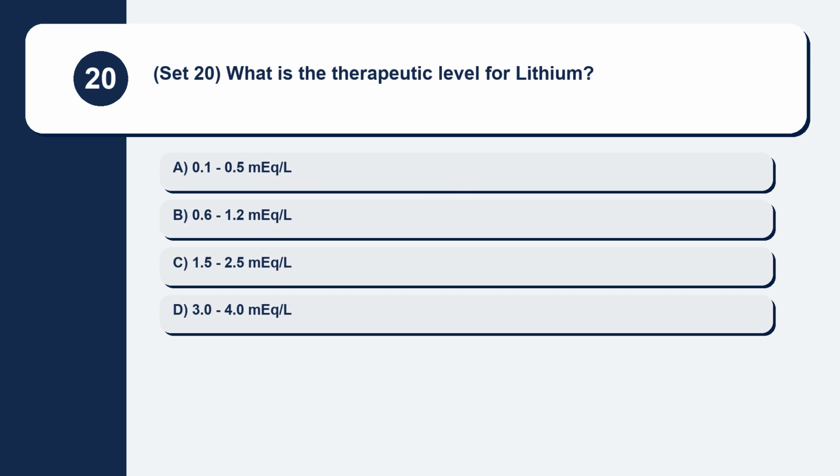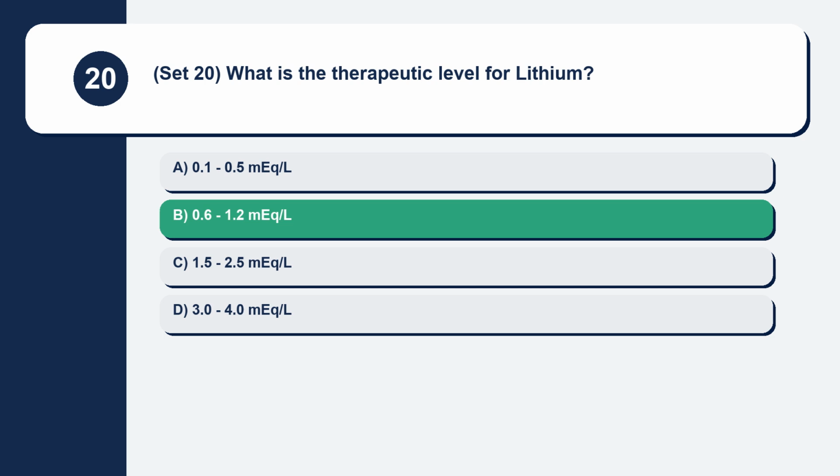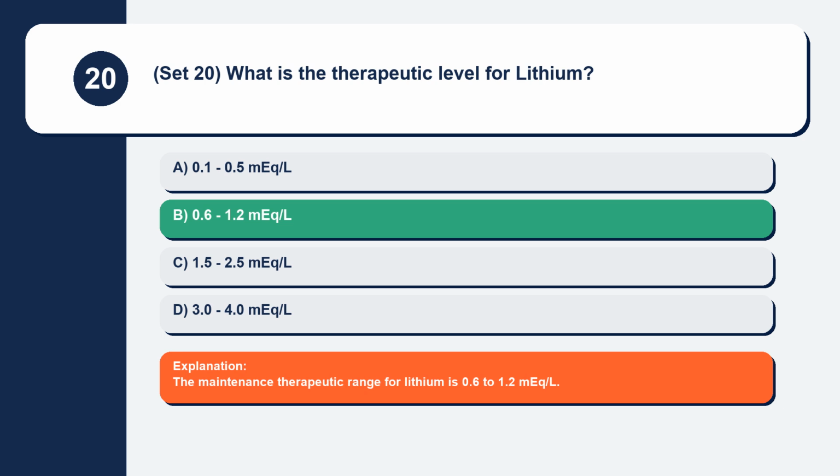Question 20, Set 20. What is the therapeutic level for lithium? 0.1 to 0.5 milliequivalent/L, 0.6 to 1.2 milliequivalent/L, 1.5 to 2.5 milliequivalent/L, 3.0 to 4.0 milliequivalent/L. The maintenance therapeutic range for lithium is 0.6 to 1.2 milliequivalent/L.